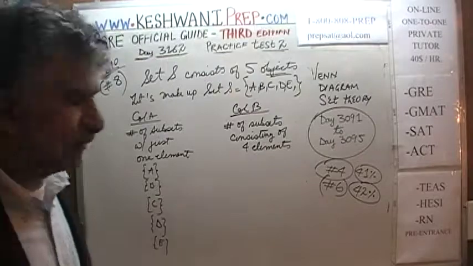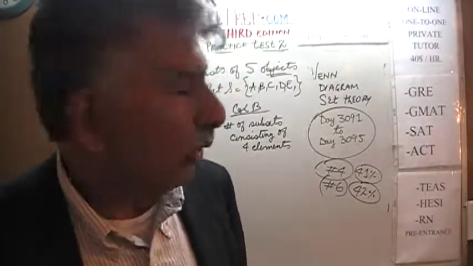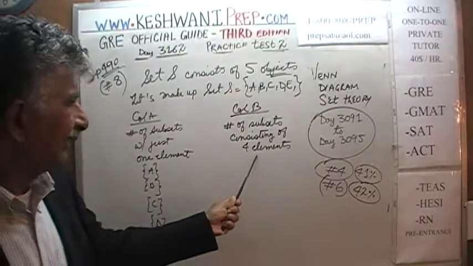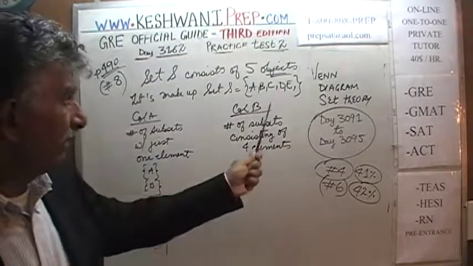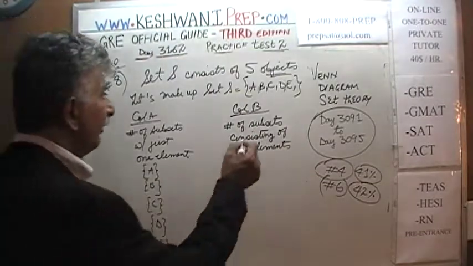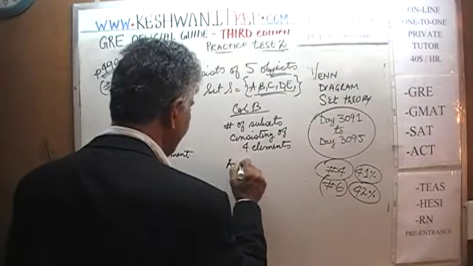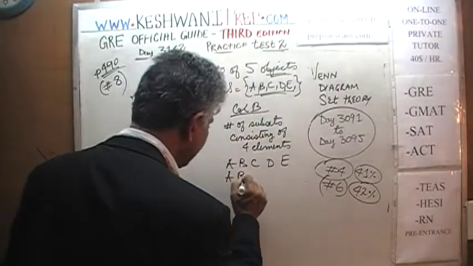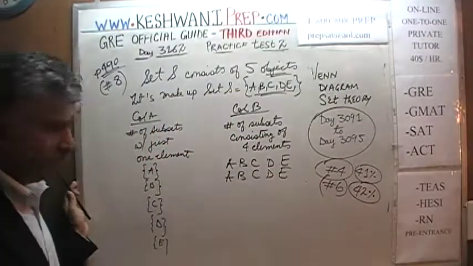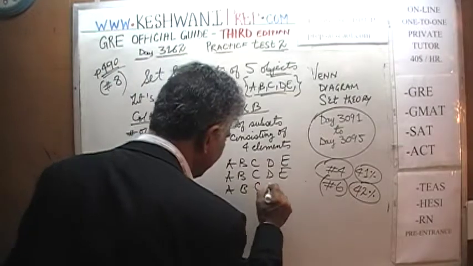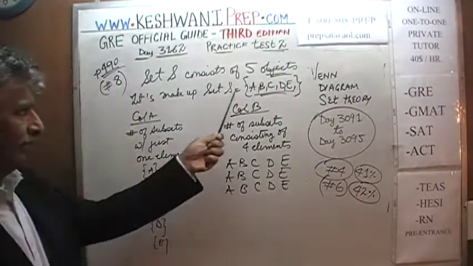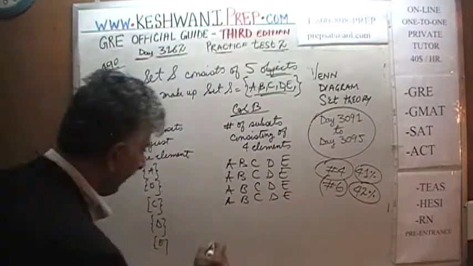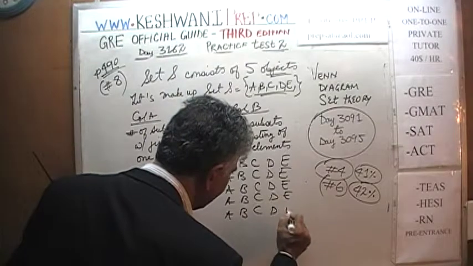But the question is, how many subsets can we come up with that contain 4 of these 5 elements? How many subsets can we make? So, what are the elements of set S? Set S has A, B, C, D, E. Set S has 5 elements. How many does it have? 5 of them. A, B, C, D, E.